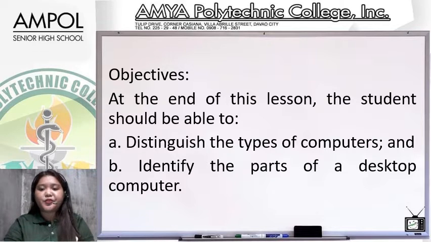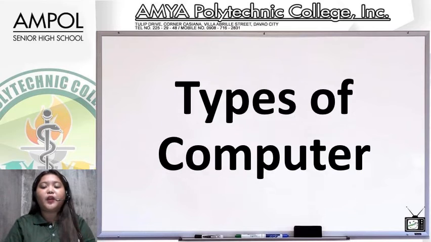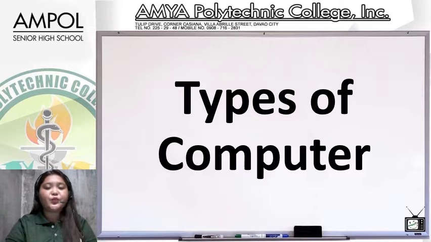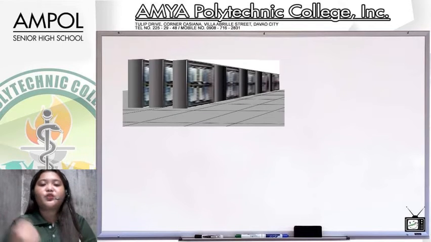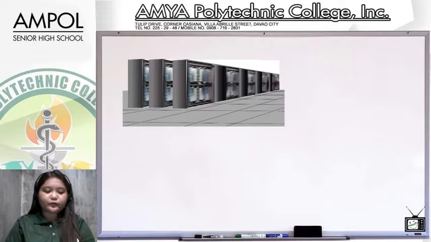So let's proceed. First, we have our topic, types of computer. Do you have any idea what those types of computers are? Here we are going to learn about it. Now we have the first one. What do you think this type of computer in the picture is?